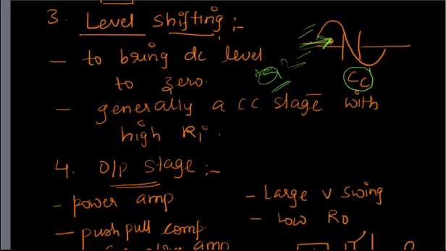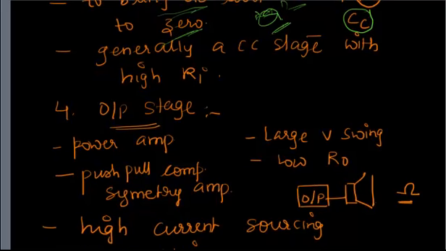So for this purpose we have to bring the DC level back to 0, and to do this we'll use a level shifting stage. So a level shifting stage is nothing but a CC stage, a common collector amplifier, with a high value of input impedance. This high value of impedance is required to avoid loading effect on the previous stages.